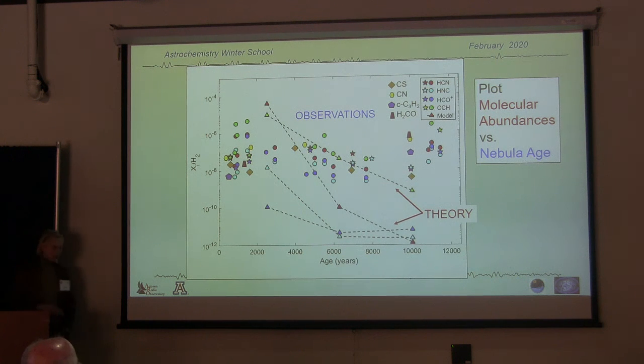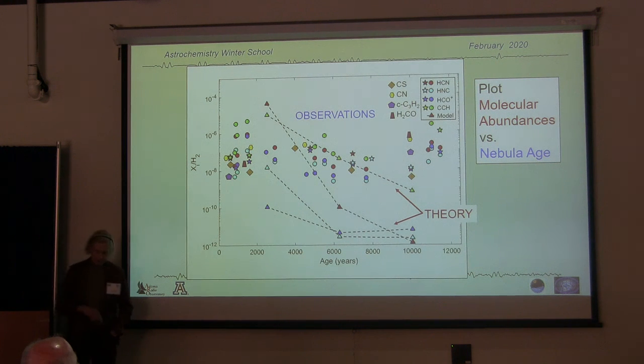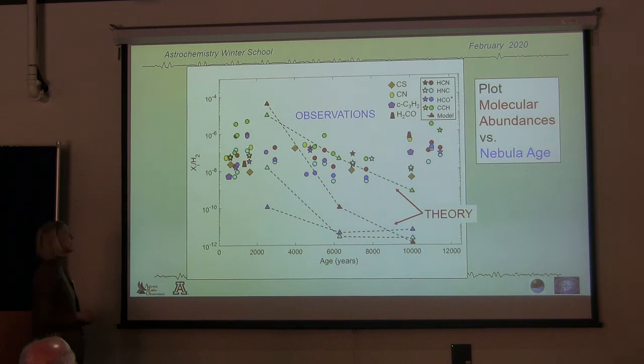So now, after 10 years of observations, we have enough molecular abundance measured in 22 odd planetary nebulae that we can plot molecular abundances as a function of planetary nebula age. And here is the plot. What you see in the dashed lines is the theoretical predictions. That's the model for HCN. The blue is HNC, and this is HCO+.